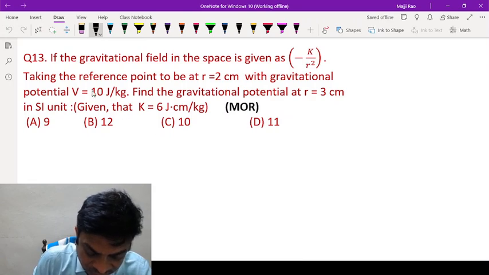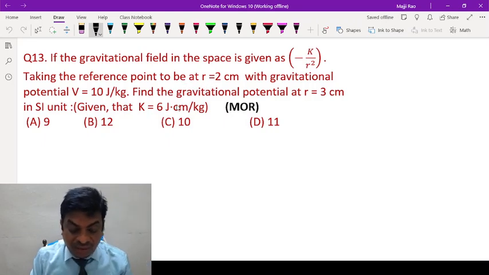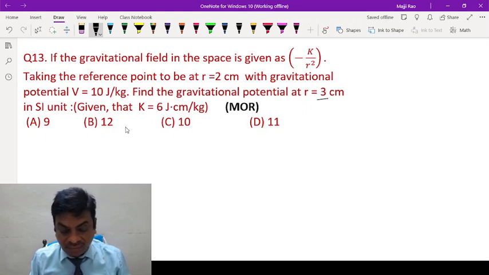The first question is this: if the gravitational field in space is given as this, taking the reference point to be at r equal to 2 cm with gravitational potential V equal to 10 joule per kilogram, find the gravitational potential at r equal to 3 cm in SI unit. Okay.